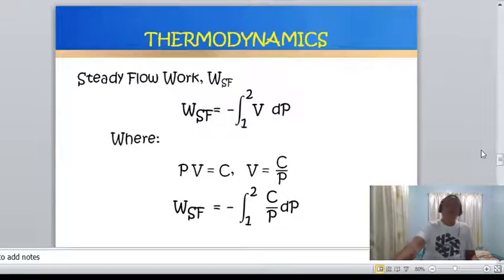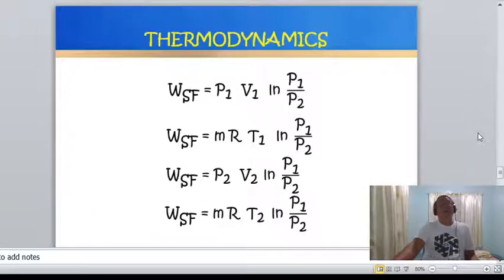Take note, bringing the constant outside the integral sign, that will now become work steady flow is equal to P1 V1 natural logarithm of P1 over P2, or mR T1 ln of P1 over P2, or P2 V2 ln of P1 over P2, or mR T2 ln of P1 over P2. So, take note, class, that there are so many variations in computing the steady flow work of, of course, the isothermal process.